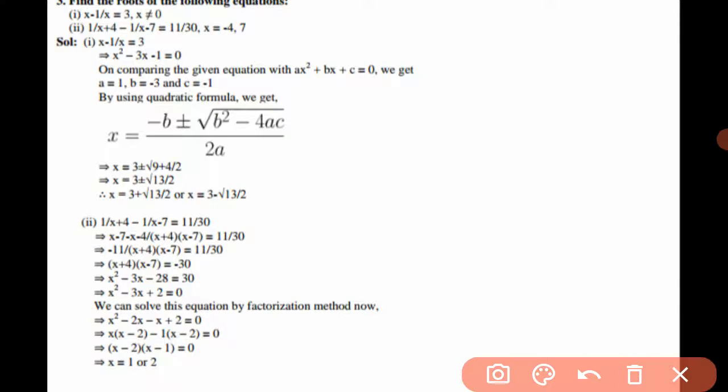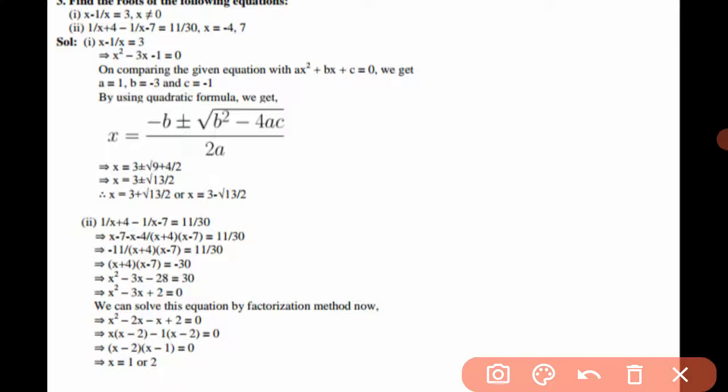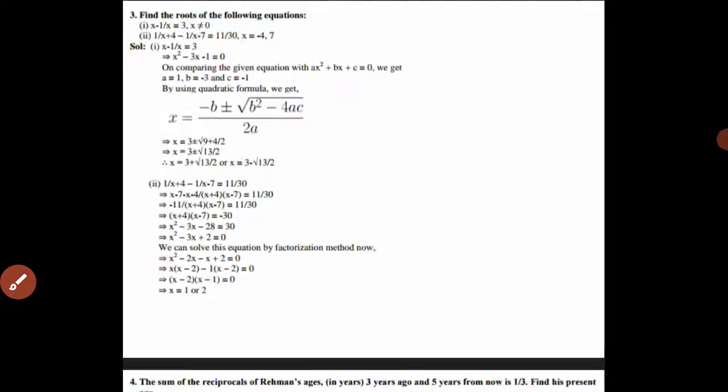Now in the second part we are given 1 upon x plus 4 minus 1 upon x minus 7 is equals to 11 upon 30. So by solving this, we can solve it with the quadratic formula, or we can directly use splitting the middle term. So we can find the value of x, that is equals to 1 or 2. So in this way we can solve this question.